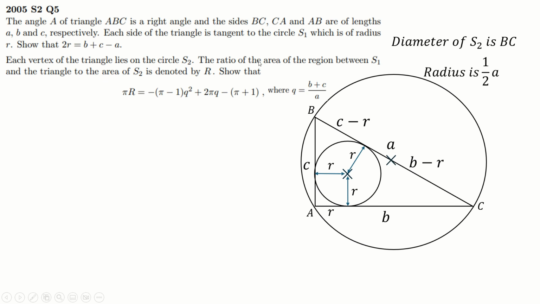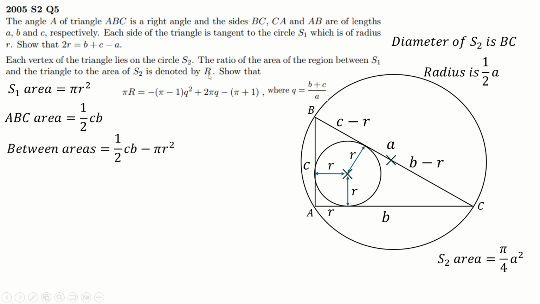And then it says the ratio of the area of the region between S1 and the triangle and the big circle is r. So the area of the big circle is just pi times this squared. The area of the little circle is obviously just pi r squared, and the area of the triangle is a half CB. So therefore, the area of the region between S1, which is the little circle, and the triangle is this, take away that. And now the ratio r is between what I just said there and S2, so I'm going to say r is this over S2. And that'll be all of that good to go.